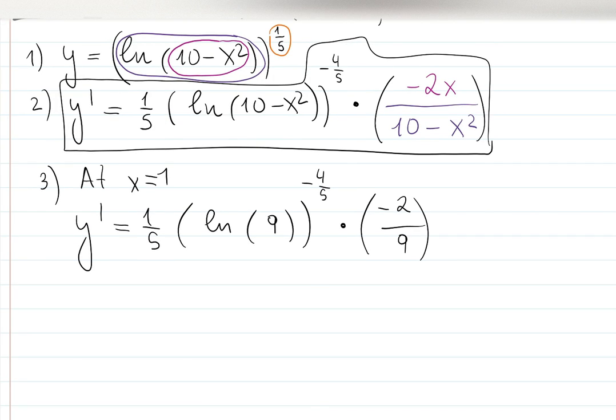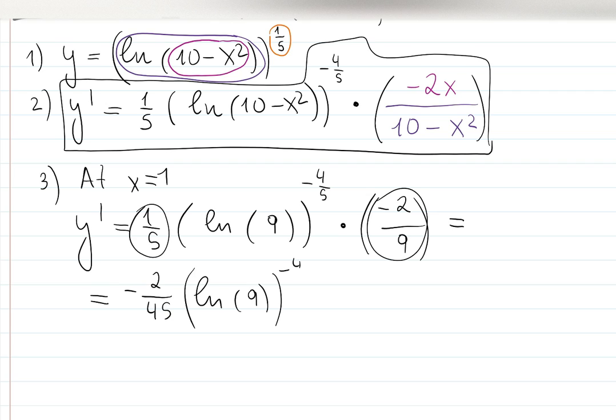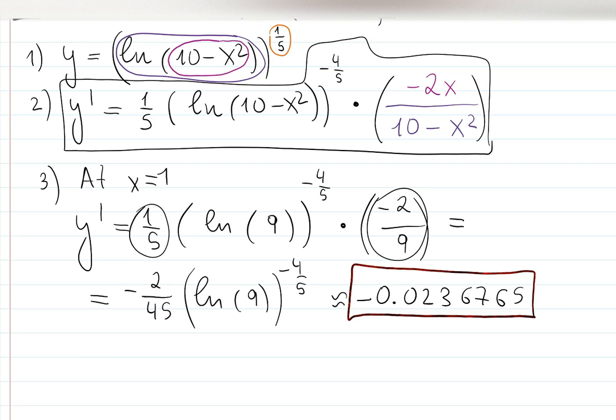Now, I will just use a calculator. I know how to collect the constants around, so it's going to be these guys over here. So it's going to be -2 over 45. But when it comes to the log of 9, I would prefer to use calculator to make life easier. So it's going to be approximately -0.0236765.